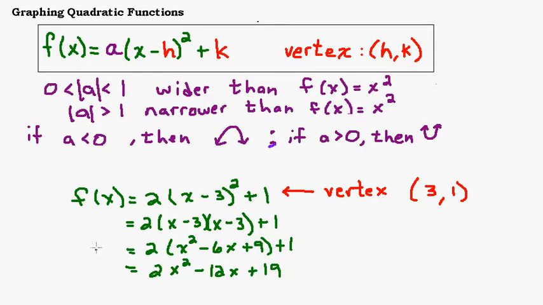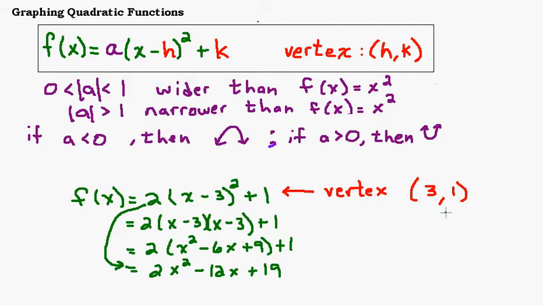So basically I just took my original equation here and did the order of operations and simplified it into a trinomial. This graph, 2x squared minus 12x plus 19, is the exact same graph as the original equation up here. It's just in a different form. So it would also have the vertex (3, 1).